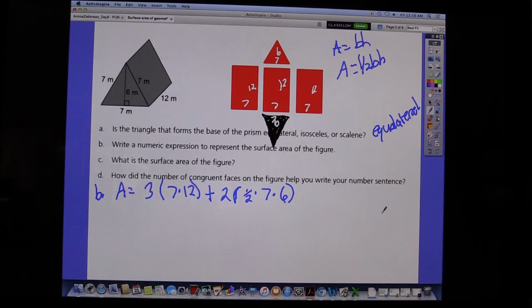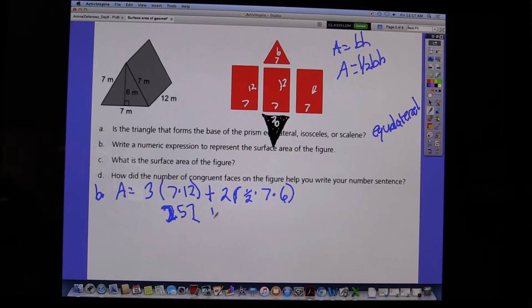Now, students, how many of you have what I have so far? Okay, I'm seeing quite a few hands up, so very good. I'm impressed so far. Now, C says, what's the surface area of the figure? Well, let's go ahead and figure that out. 7 times 12 is going to be 84. True or false, boys and girls? Yeah, that's true. 7 times 12 is 84. And 3 times 84, well, 3 times 80 is 240. And 3 times 4 is 12. So that's going to be 252. You agree with that, boys and girls?